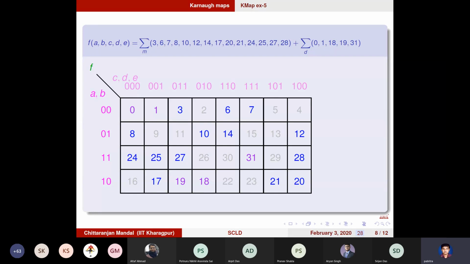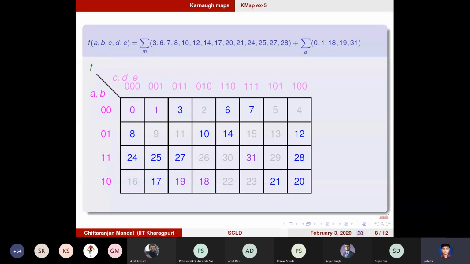These minterms are kind of don't cares. What do you mean by don't care? Don't care means that the output corresponding to this combination of input either will never happen, or whatever the output is, 0 or 1, it's not a problem. You can have any output.